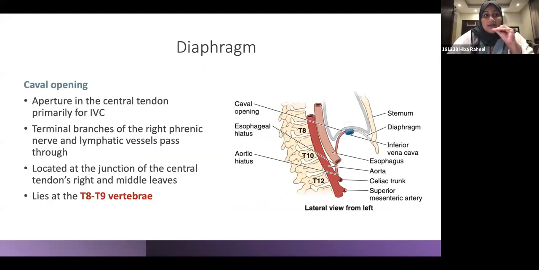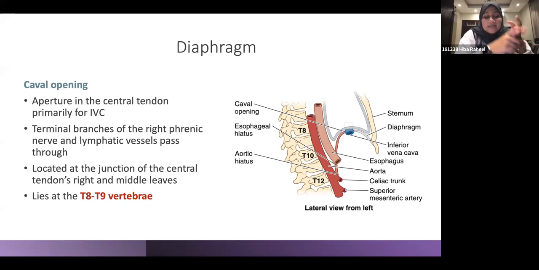Now let's talk first about the caval opening. The caval opening is very important for the OSCE, the MCQs, as well as the SAQ. It is one of the 3 openings that we have, and it's the first opening of the diaphragm. It's at the very top, at the T8 to T9 vertebra, okay? This opening allows the inferior vena cava to pass through. Along with the inferior vena cava, you have the terminal branches of the right phrenic nerve, which supplies the right leaflet of the diaphragm, along with some lymphatic vessels, okay? So inferior vena cava, right phrenic nerve, and lymphatic vessels pass through the caval opening.